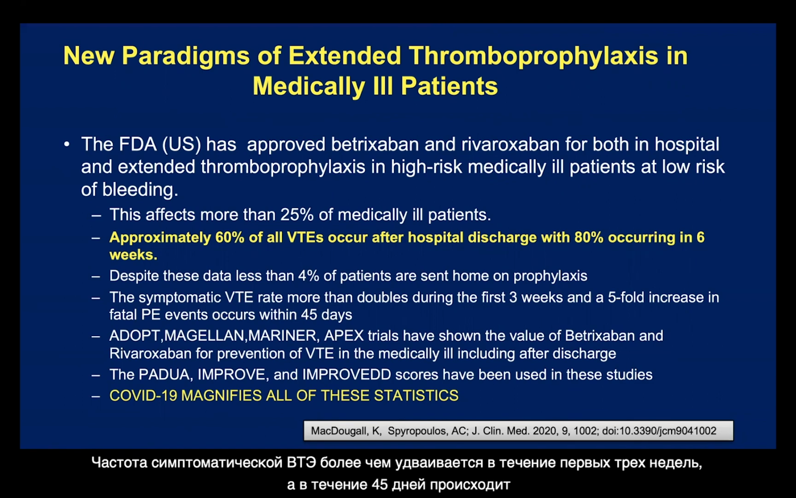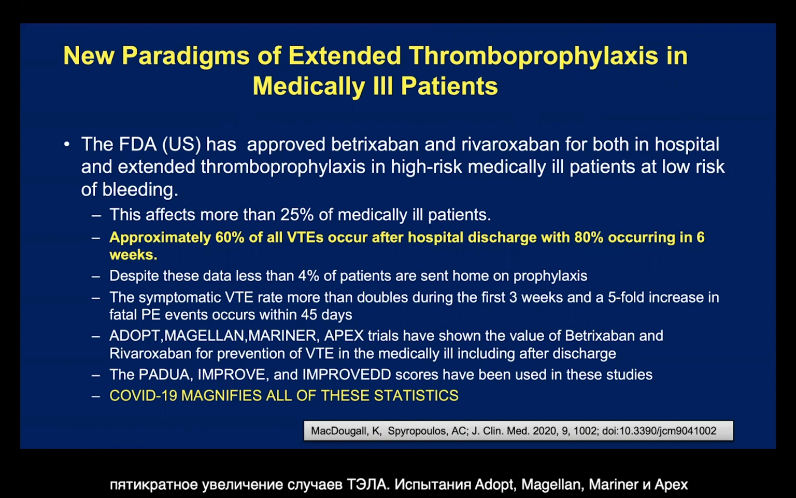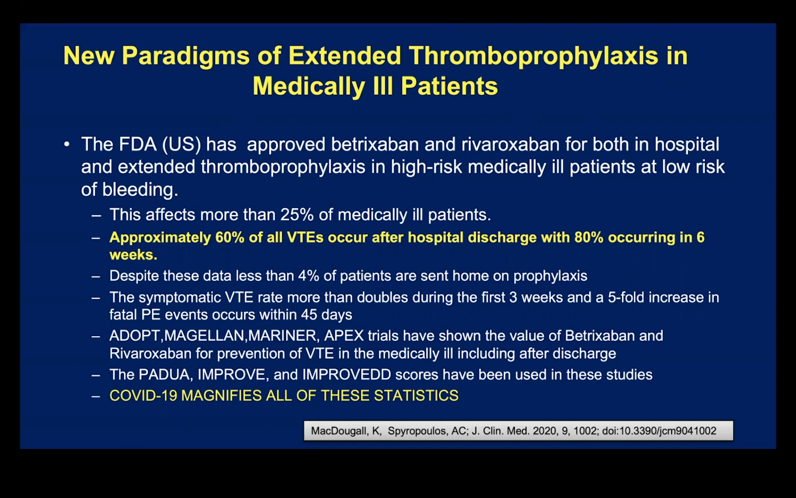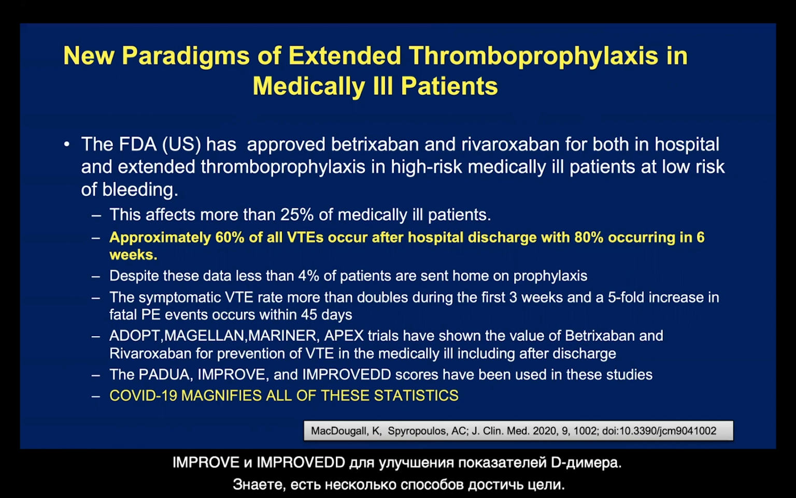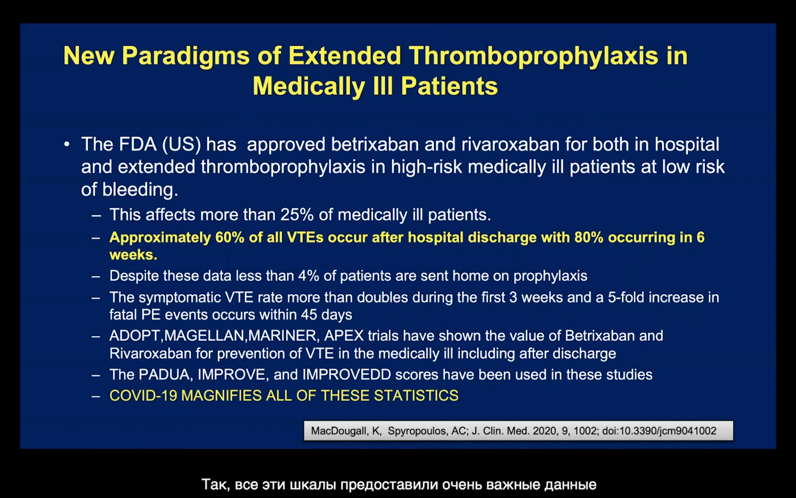The symptomatic VTE rate more than doubles during the first 3 weeks, and a 5-fold increase in fatal PE events occurs within 45 days. We have good trials, ADOPT, MAGELLAN, MARINER, APEX, that have shown the value of these newer drugs for the prevention of VTE in the medically ill. And in this particular study, they didn't use a Caprini score. They used the PADUA, IMPROVE, and IMPROVE D-dimer scores. You know, there's more than one way to get to Rome, many roads. And these scores are all valuable scores, and they provided very important data in these large studies to show the value of individual assessment of the patient.